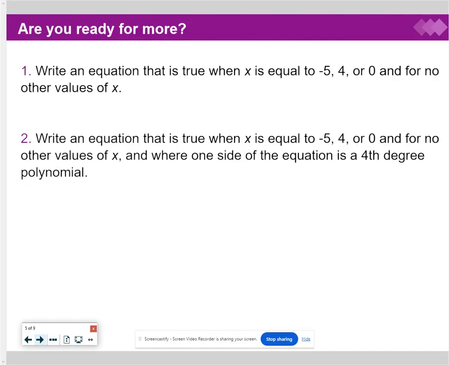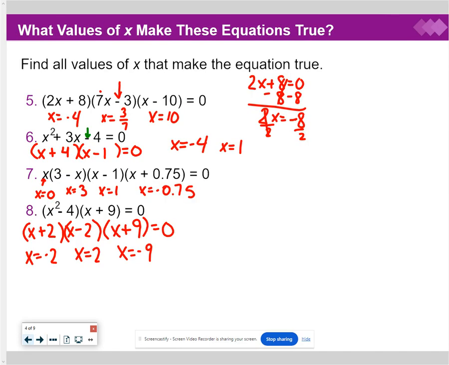Okay. I know sometimes we don't do the "Are You Ready for More?", but this is a really good one for us, and it's something that's going to come up for us again. So this says write an equation that is true when x is equal to -5, 4, and 0, and no other values of x. So I want to go back to something that looks like number 5, for instance, right? I'm going to have 3 factors.